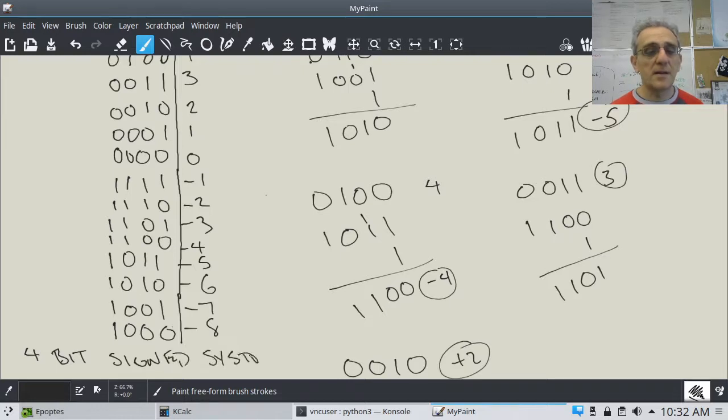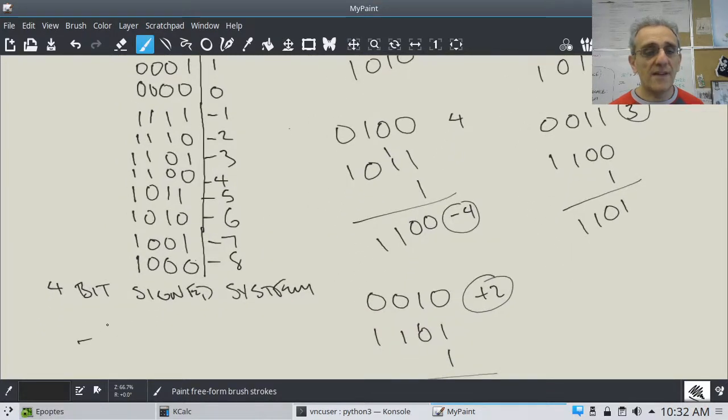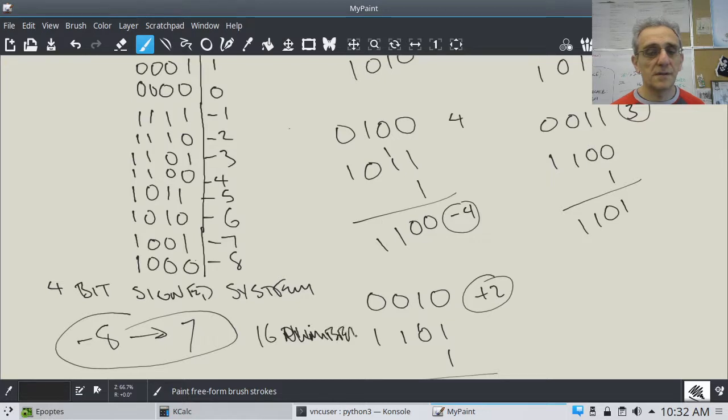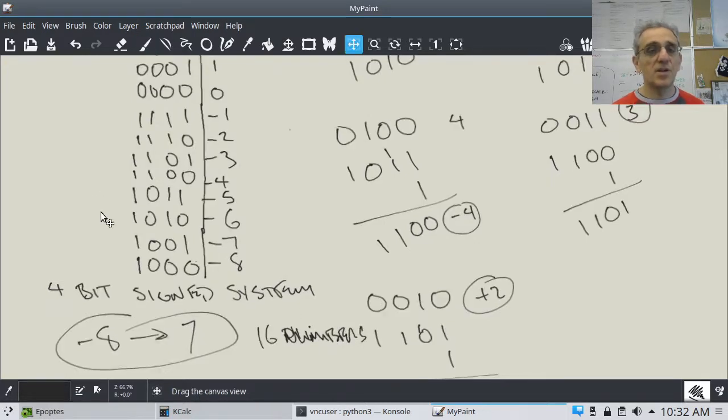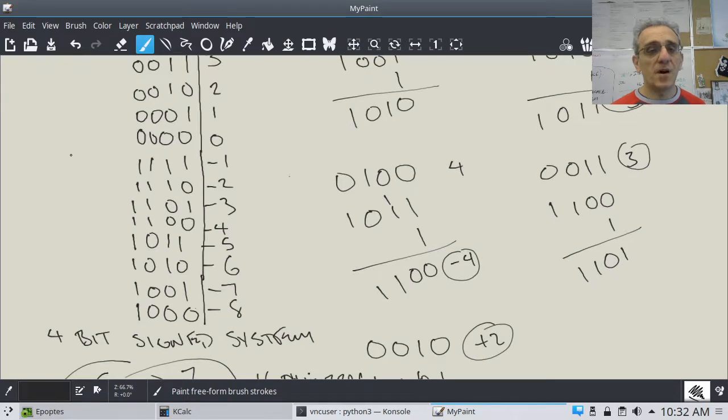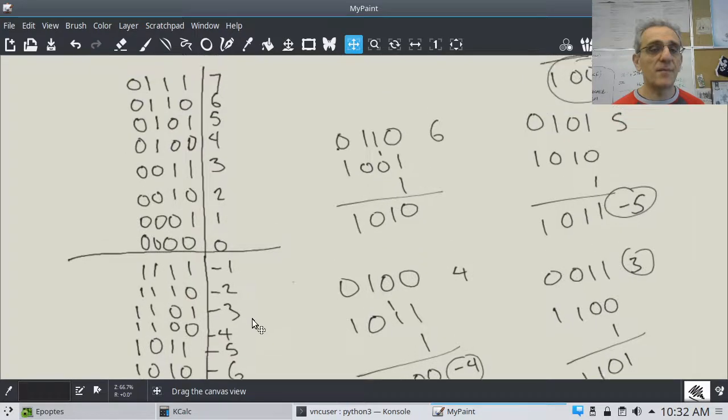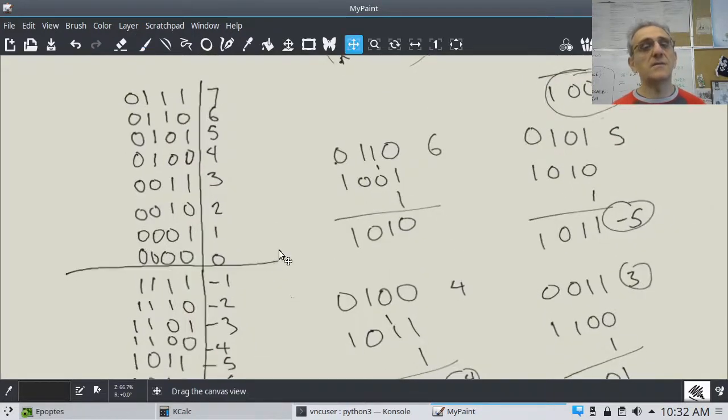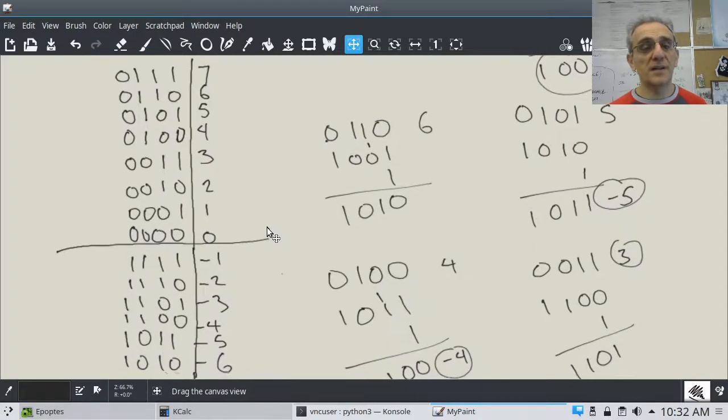Okay? And it goes from negative 8 all the way to positive 7. Okay? That gives us 16 numbers. All right? So half of them are negative and half of them are positive. I guess you consider 0 to be part of the positive numbers.